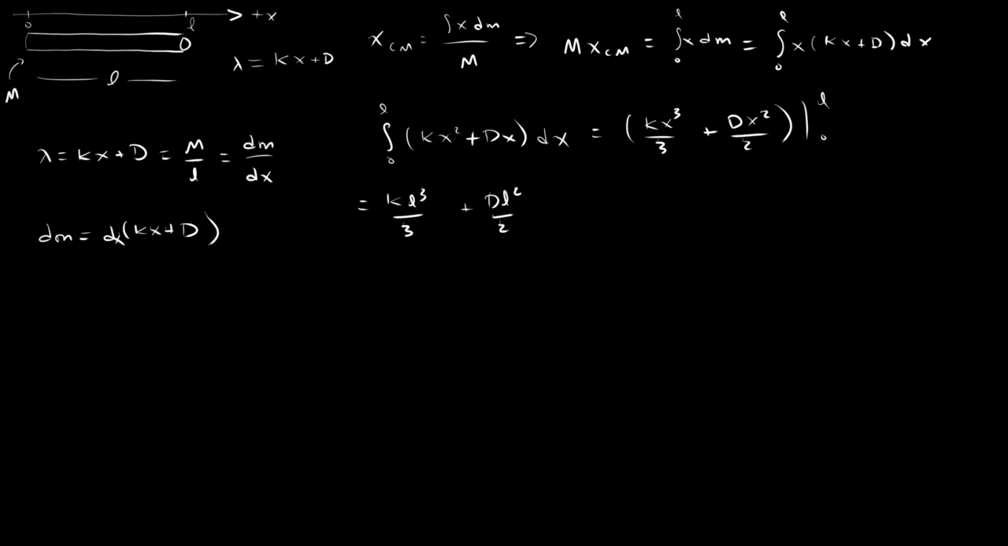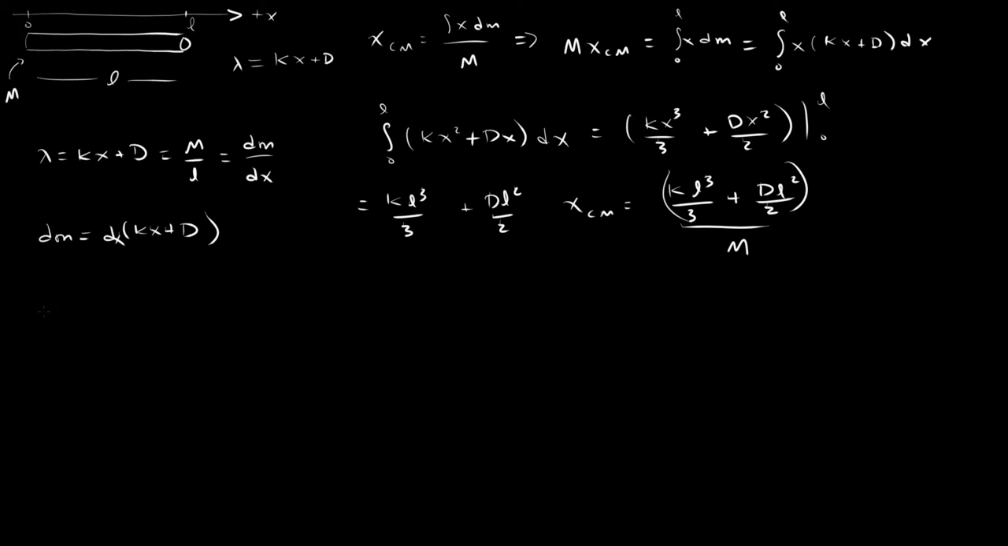Now you can't leave your answer in this form, of course, and this isn't even equal to the center of mass. It's equal to the total mass times the center of mass. So the center of mass is equal to that same thing, kL cubed divided by 3 plus dL squared divided by 2. Take all this and divide it by big M. But you still can't leave it in this form because you have the center of mass in terms of the total mass. And we need to change that.